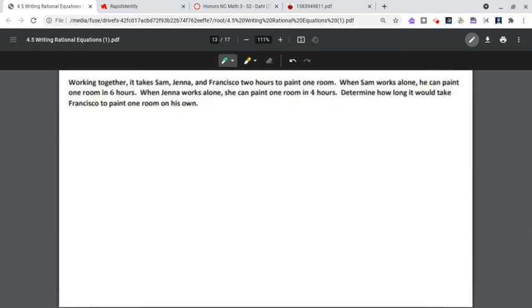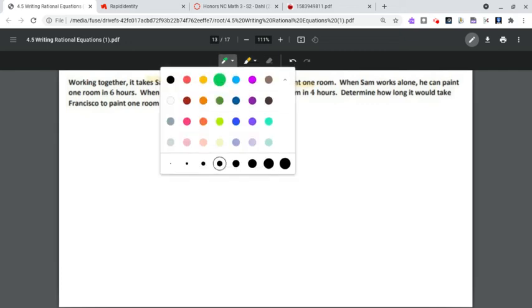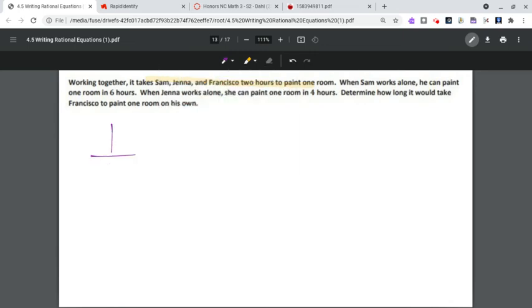Working together, it takes Sam, Jenna, and Francisco 2 hours to paint a room. Okay, so that's their rate together. There's 3 of them. When Sam works alone, he can paint 1 room in 6 hours. So Sam, 1 over 6. When Jenna works alone, she can paint the room in 4 hours. Jenna, 1 over 4. Determine how long it would take Francisco, that's our unknown, if together they take 2 hours, 1 over 2. Remember, it's always 1 over time together is what it's set equal to.